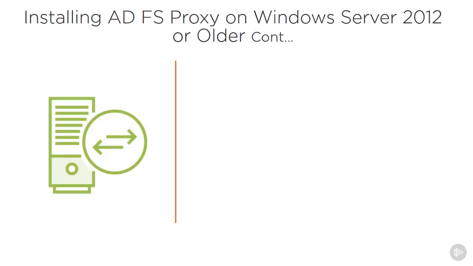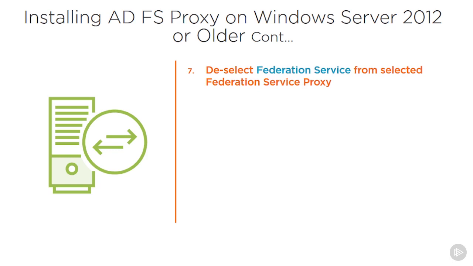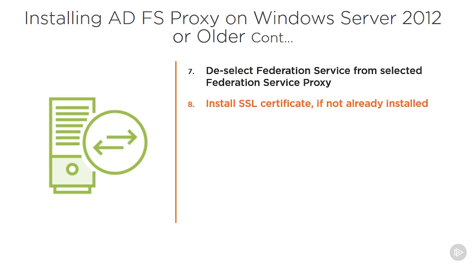or older. As we continue on with the installation, on Step 7, we're going to deselect Federation Service from the selected Federation Service proxy. We don't need to install that. We're then going to make sure the SSL certificate has been installed. And speaking of certificates, let's talk a little bit about what's called a certificate chain.